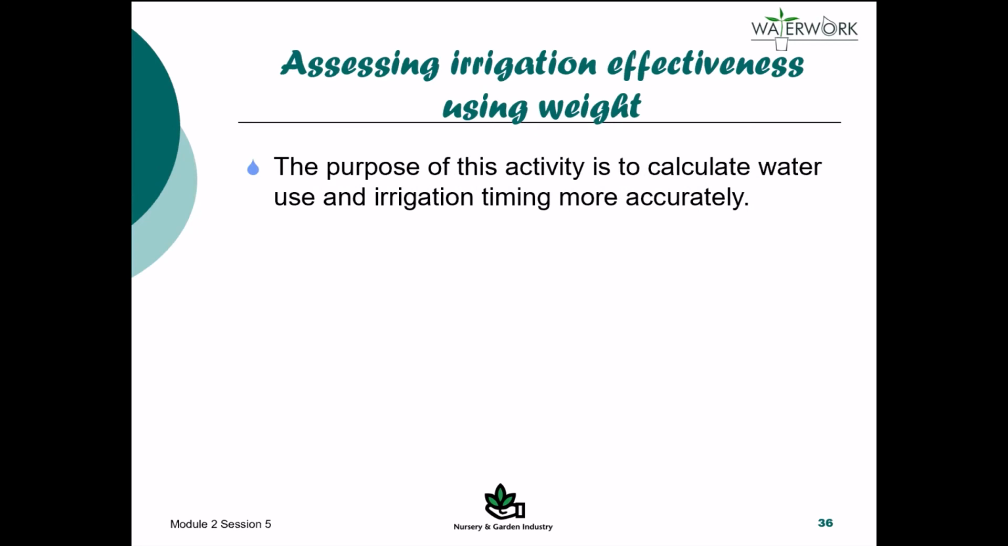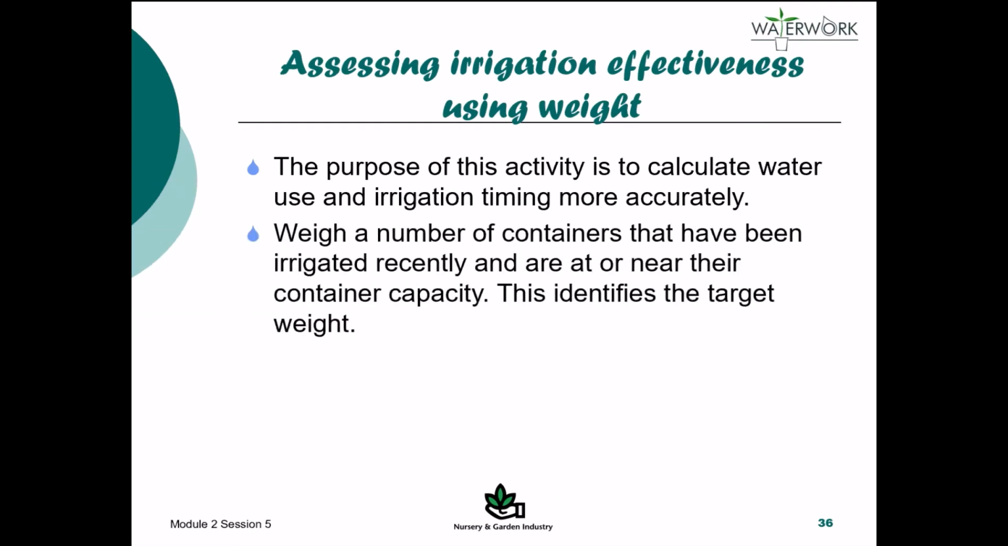The purpose of this next activity is to use weight rather than leachate to assess irrigation effectiveness and to fine-tune irrigation timing. Start with a number of containers that have been irrigated recently and are at or near their container capacity. Measure and record the weight of each of the containers and calculate an average weight to identify the target weight.